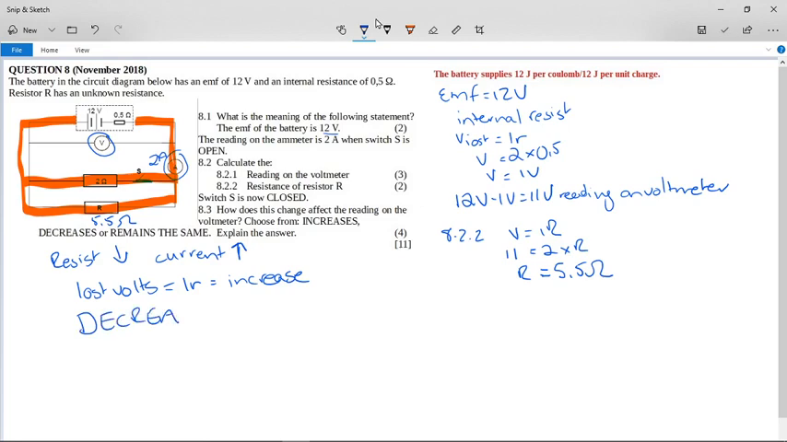Okay, so the answer here is decrease, and it's because the total resistance dropped because we made a parallel circuit, which led to the current increasing, and therefore the lost volts increased, and the total EMF of the battery cannot change. So if more volts are lost on the internal resistance, the external potential difference has to decrease, so the reading on the voltmeter will decrease.